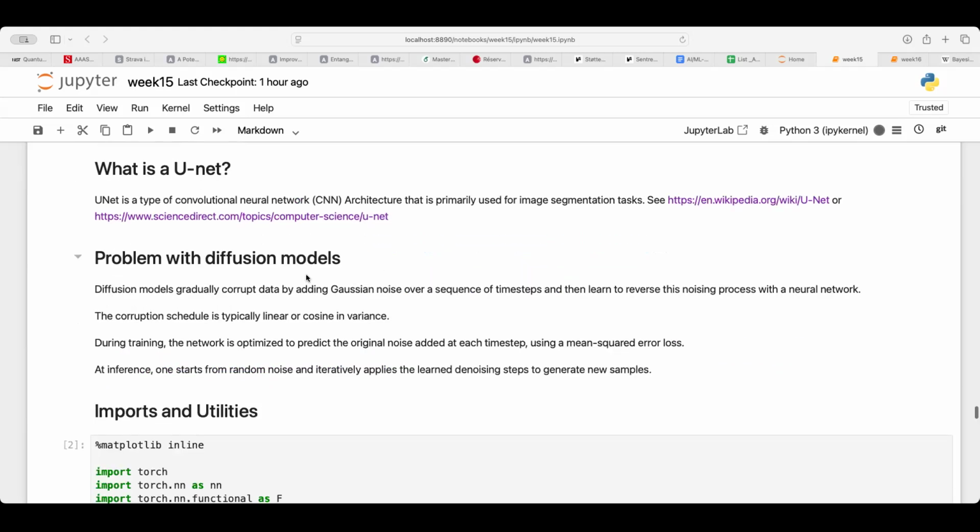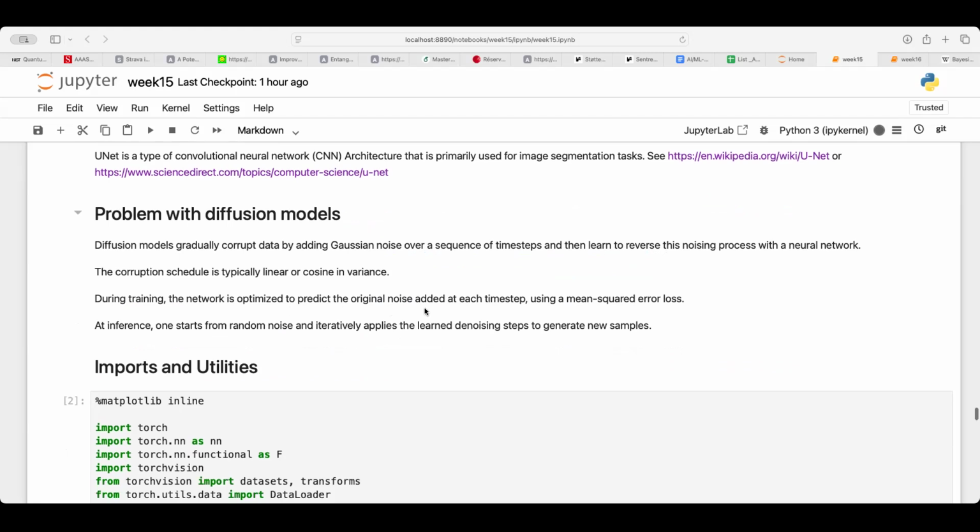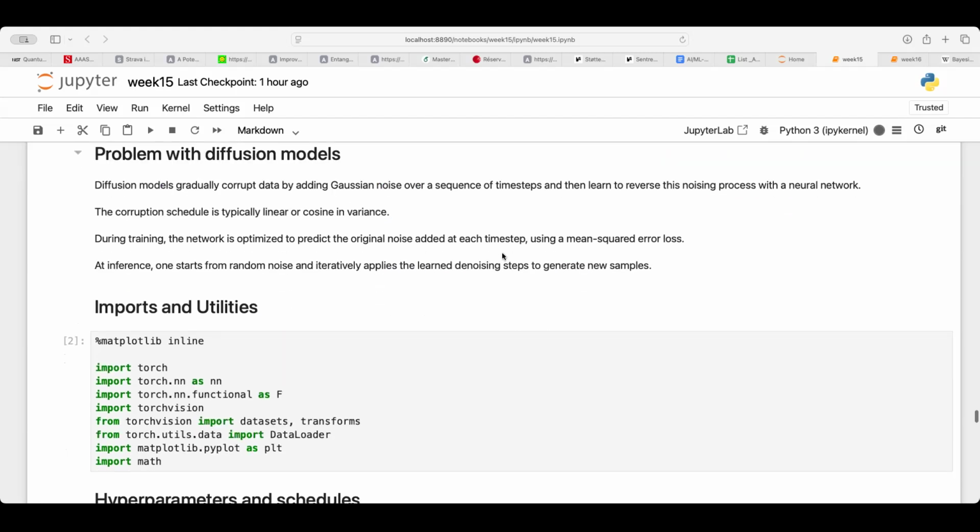So in this specific problem, the diffusion model will gradually corrupt the data by adding Gaussian noise over a sequence of time steps. The corruption schedule is typically linear or cosine in variance. And during training, the network is optimized to predict the original noise added at each time step using a mean squared error loss.